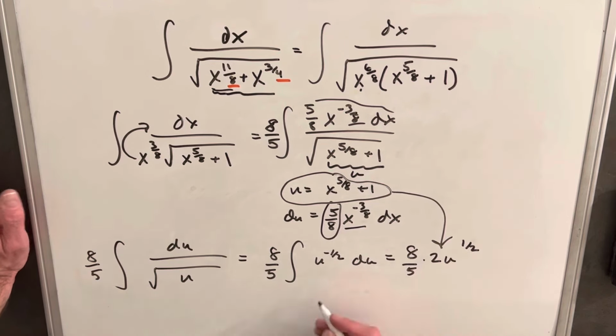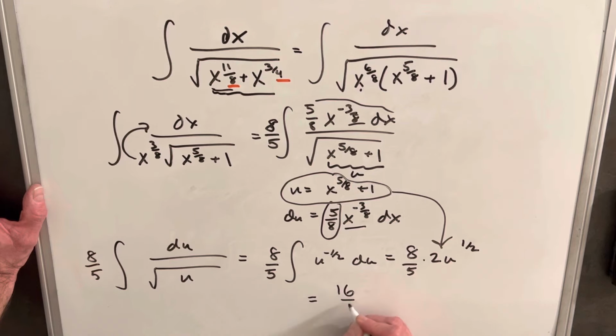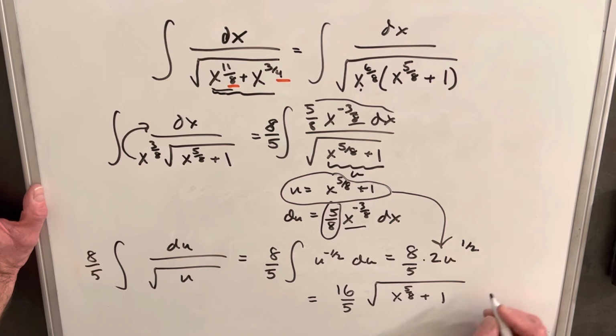2 times 8/5 is going to be 16/5. And then make our substitution. We're going to write this half power as a square root, and then we're going to have this u, which is x to the 5/8 plus 1 plus c, and that's going to be it.